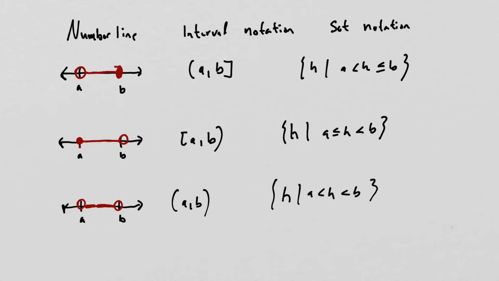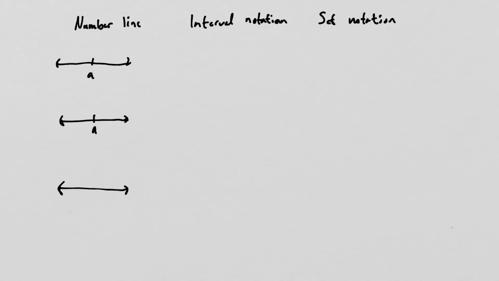So let's do 3 more. Let me copy the chart again. In this top one, we want all h values such that h is less than a and doesn't include a. Writing this as an interval, this is going to be negative infinity, a, open parenthesis. Writing this as a set, this is going to be all values h such that h is strictly less than a.